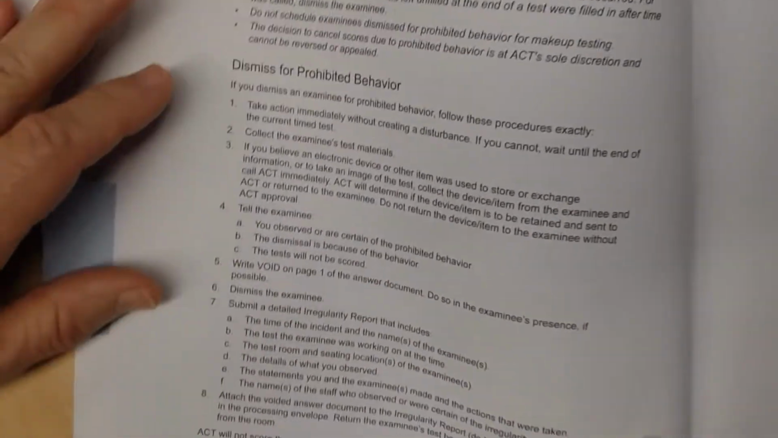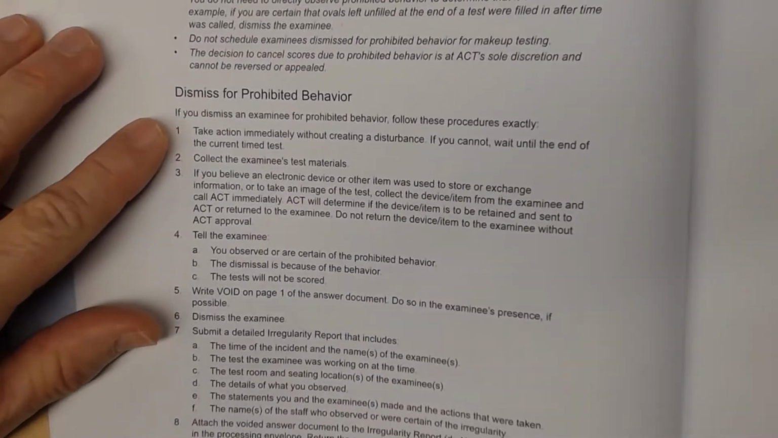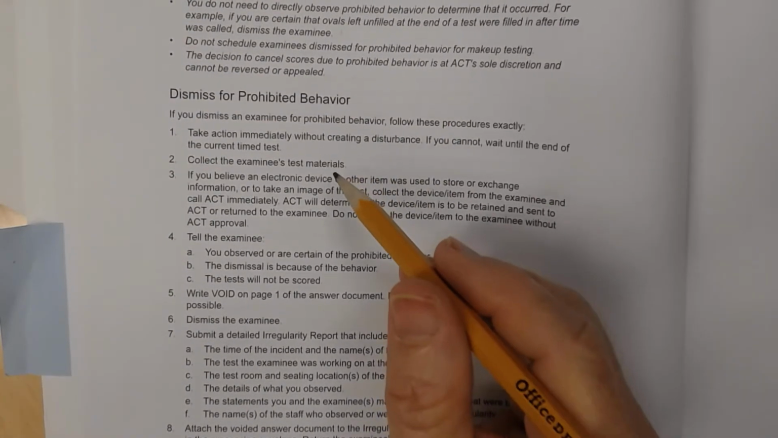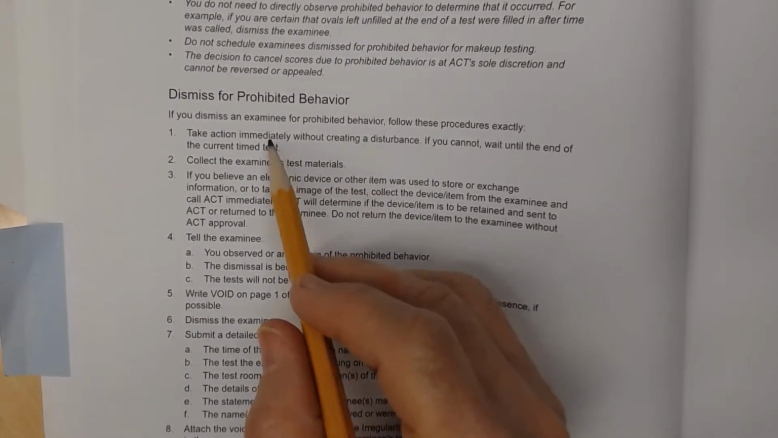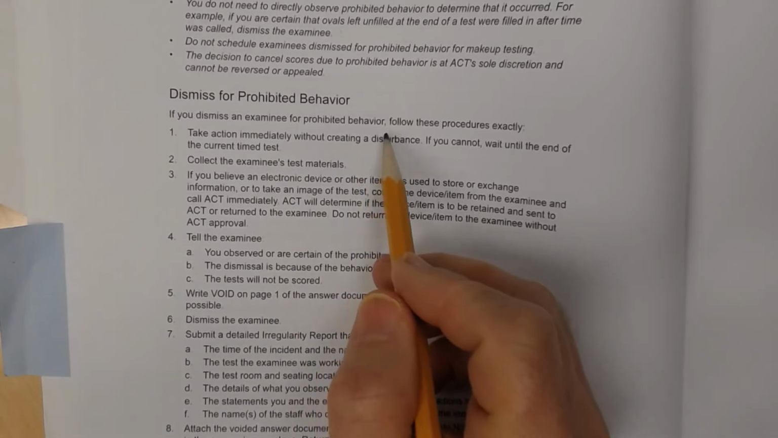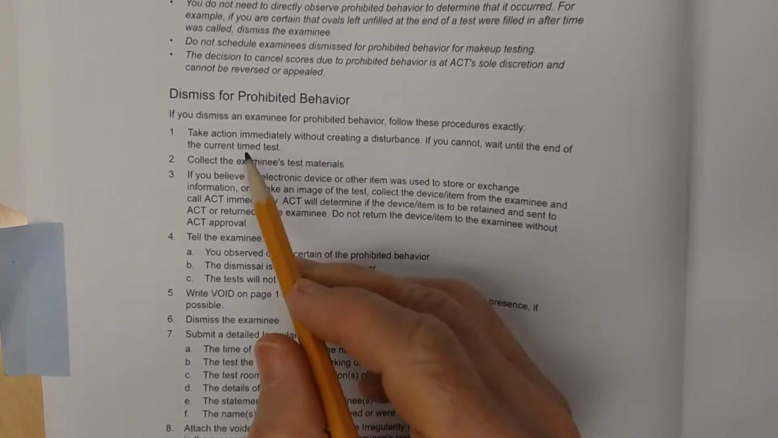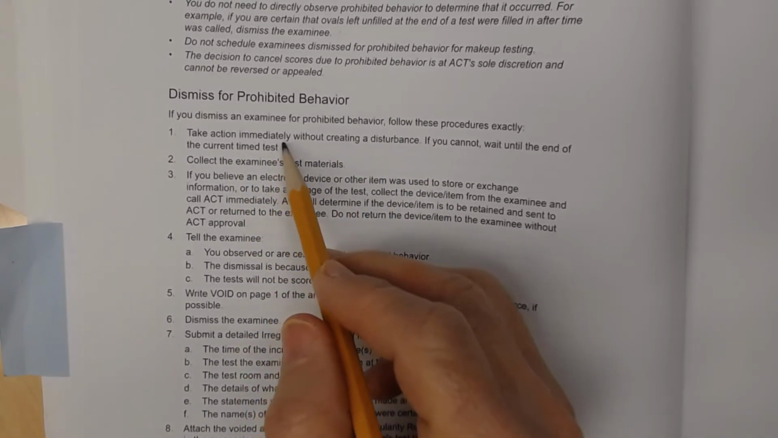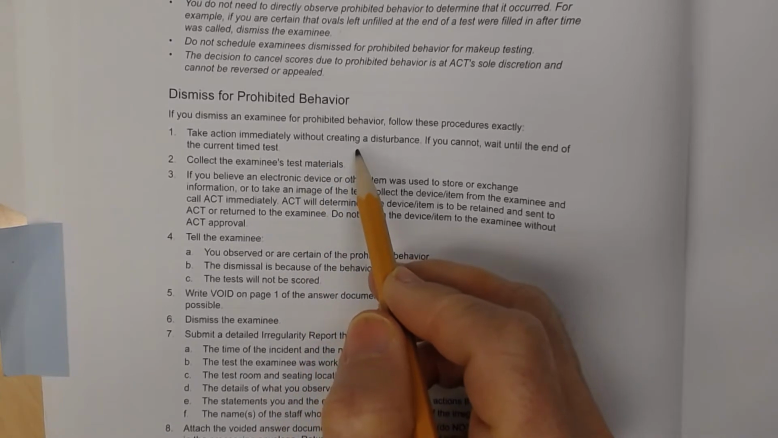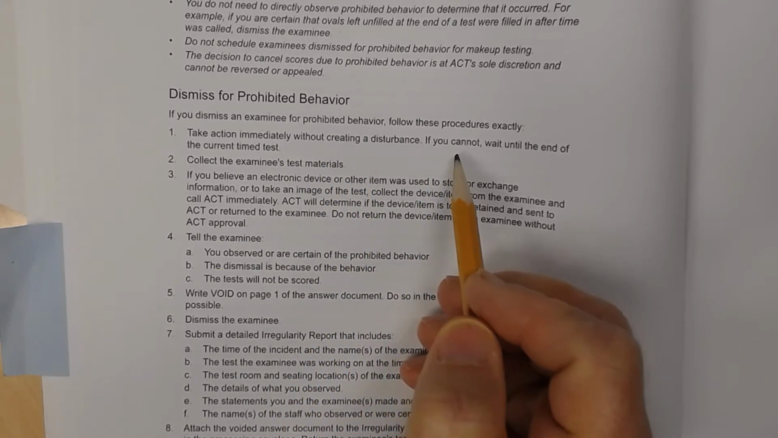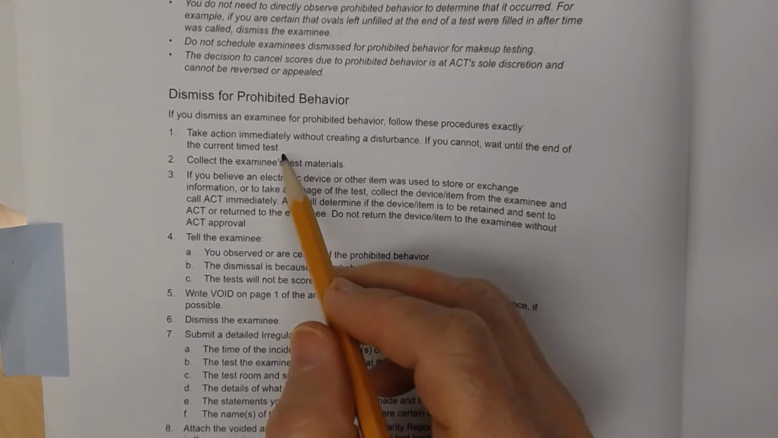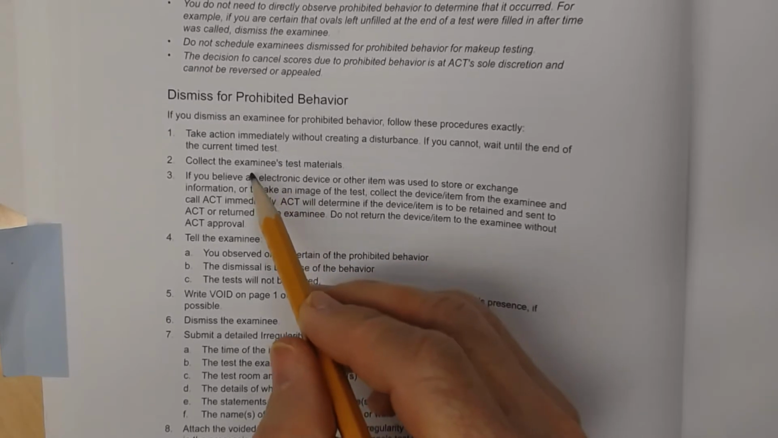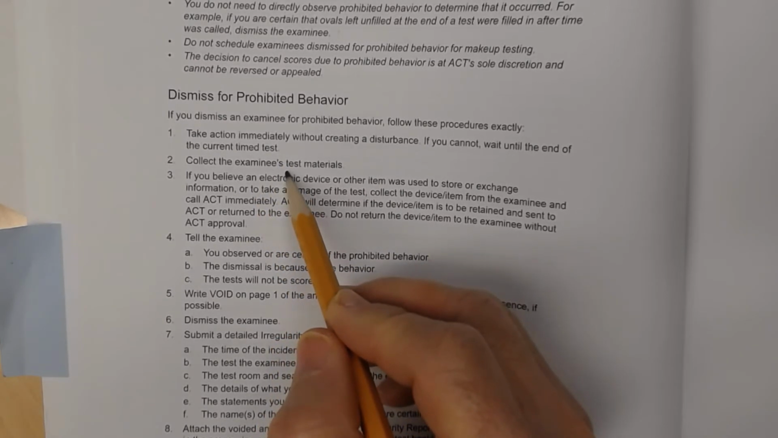All right, now, if you're going to dismiss for prohibited behavior, and there's a chance that you will, if you dismiss an examinee for prohibited behavior, follow these procedures exactly. Number 1, take action immediately without creating a disturbance. If you cannot, wait until the end of the current timed test. 2, collect the examinee's test materials.